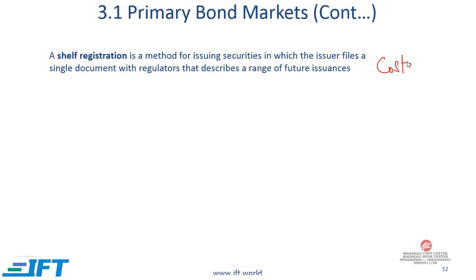In the earlier two methods that we just talked about, best effort as well as underwritten offering, there is a substantial fee that needs to be paid every time the transaction happens. But with shelf registration, this in a sense is a continuous process where the issuer can keep raising money and the cost is only paid once.